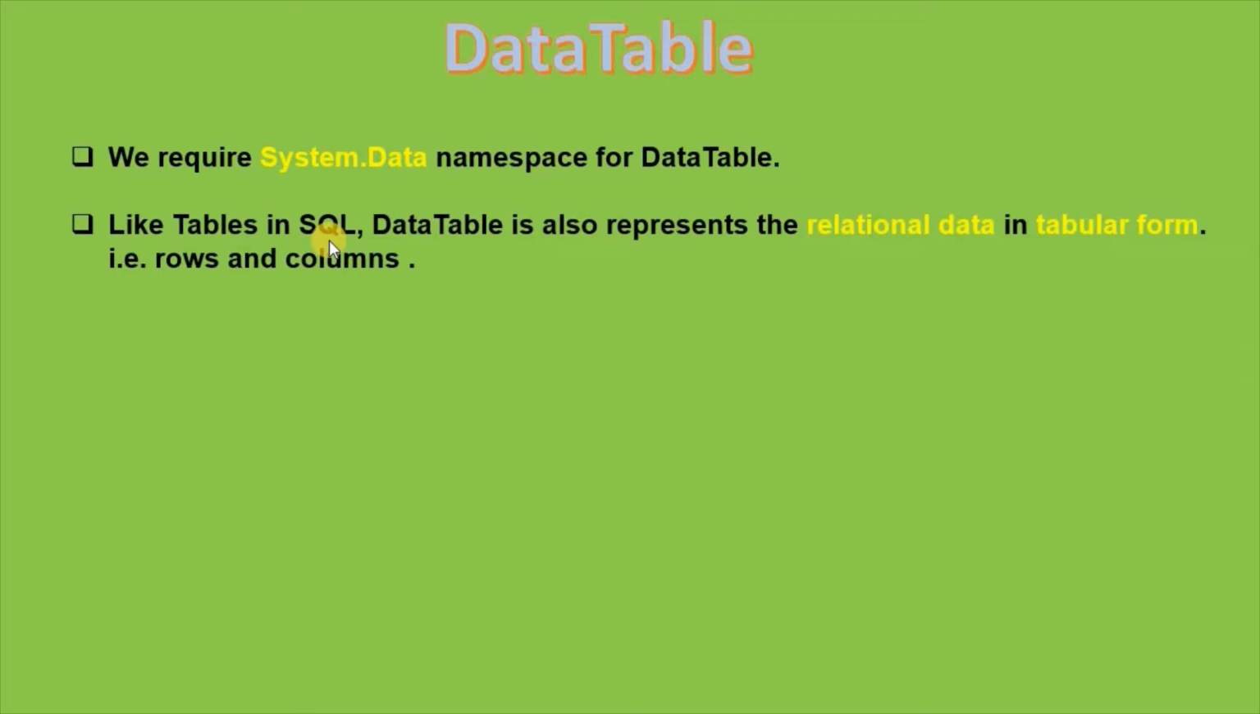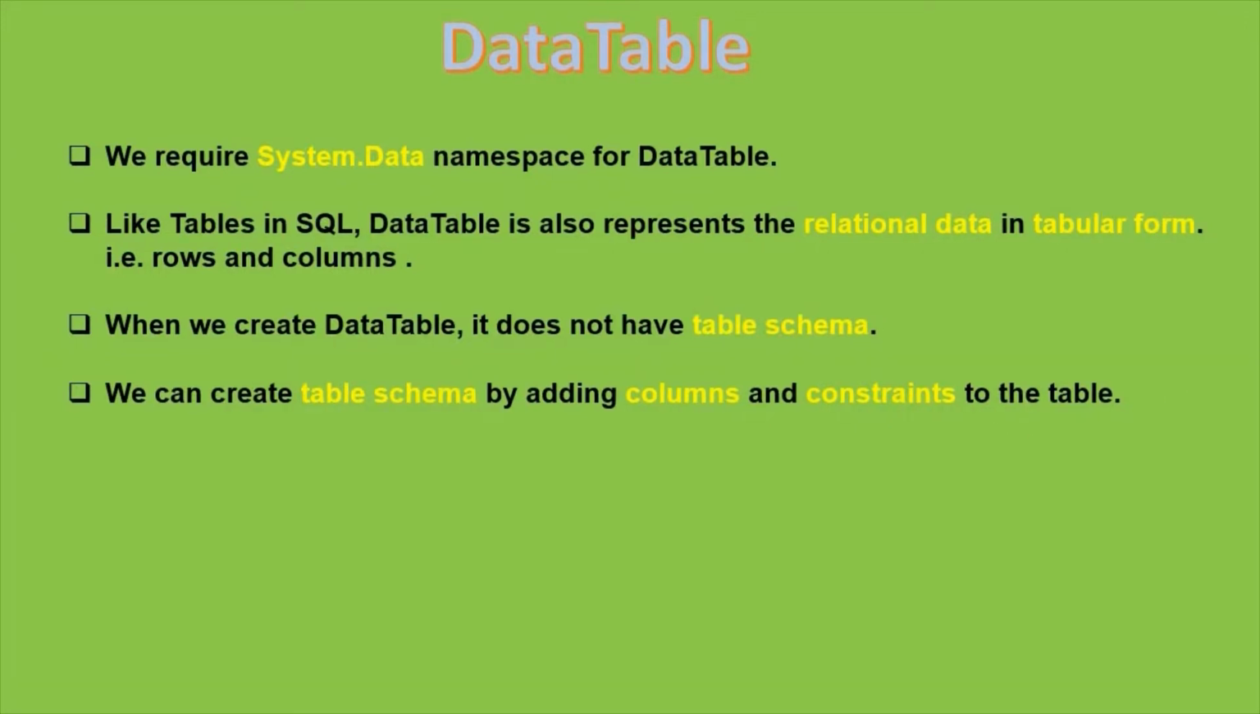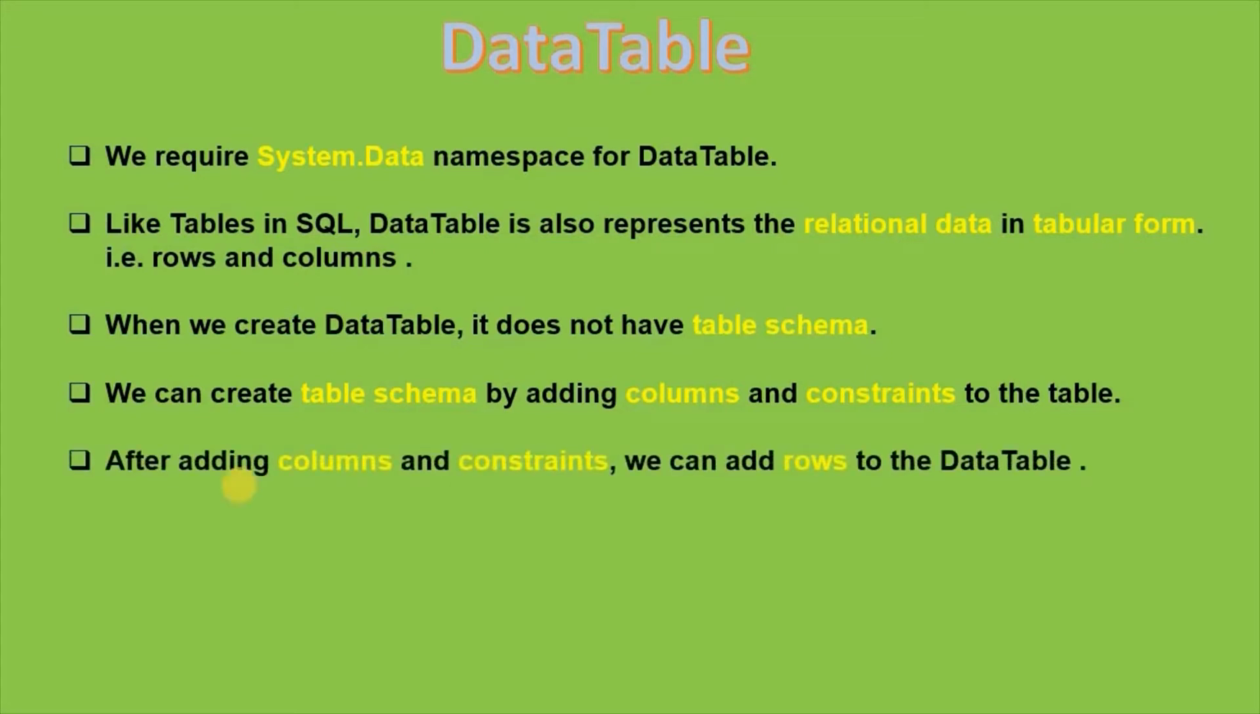Like tables in SQL, a DataTable also represents relational data in tabular form, that is rows and columns. When we create a DataTable, it does not have a table schema. We can create the table schema by adding columns and constraints to the table. After adding columns and constraints, we can add rows to the DataTable.